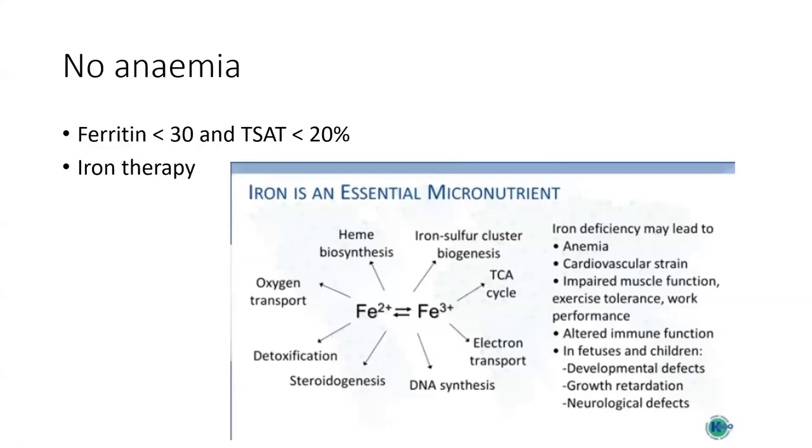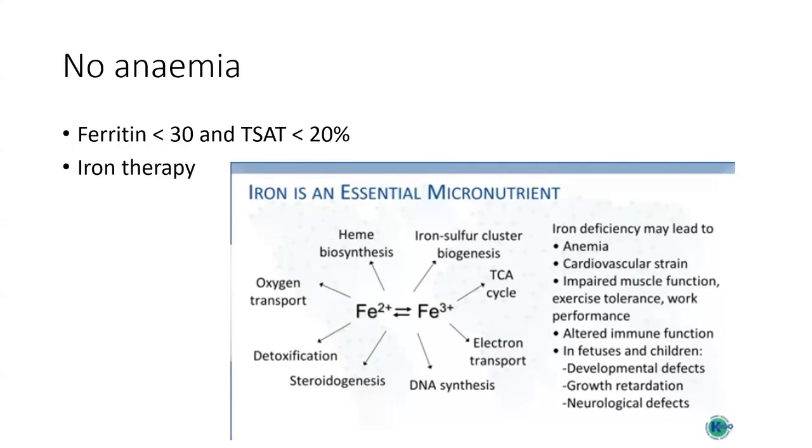Now, KDIGO says that there is a population where there is no anemia, but the ferritin is very low and the TSAT is less than 25. Are you justified in treating? Yes, KDIGO says yes, you are justified in treating with iron therapy. And this observation comes from the fact that iron has many non-anemia kinds of roles.